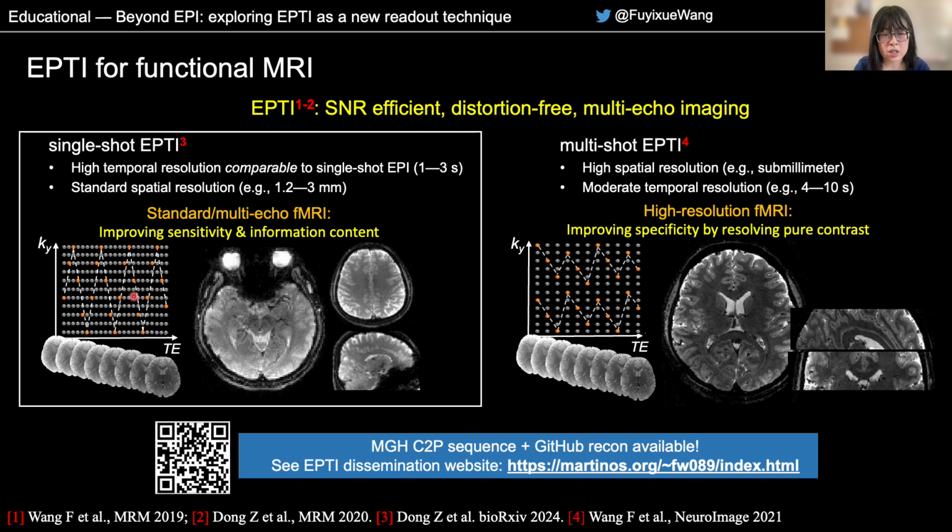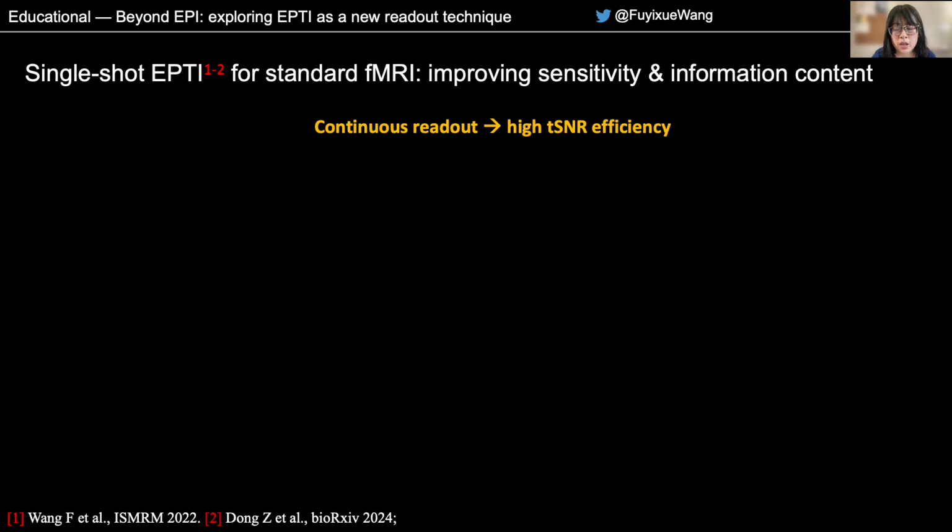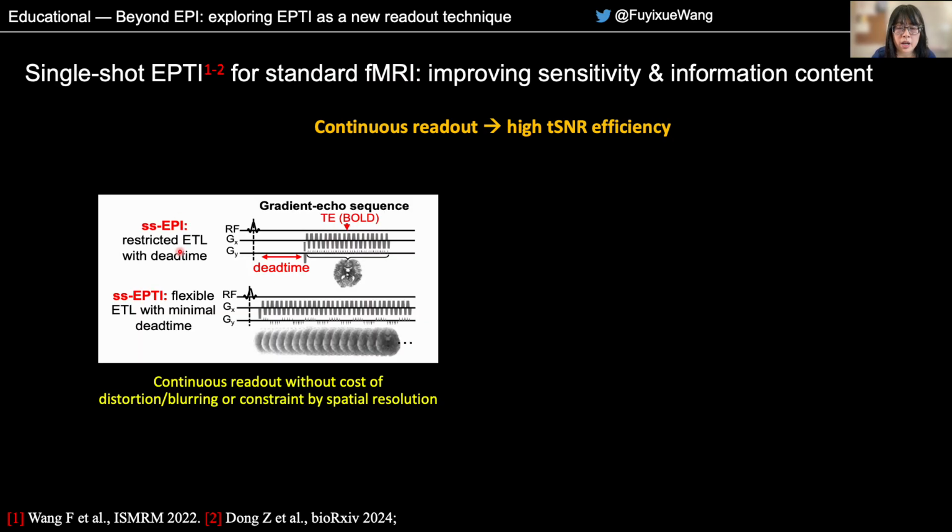I'll start by talking about single-shot EPTI for standard or multi-echo fMRI. The continuous readout of EPTI can lead to high SNR efficiency. For example, in conventional EPI, a shortened readout is often used to mitigate distortion and blurring, or is simply constrained by spatial resolution or matrix size. So to wait for the typical BOLD TE, there can be dead time in the sequence. Whereas in EPTI, flexible and continuous readout can be used with minimal dead time, without cost of distortion and blurring or being constrained by spatial resolution.